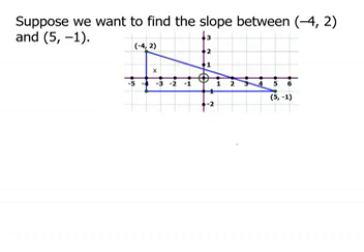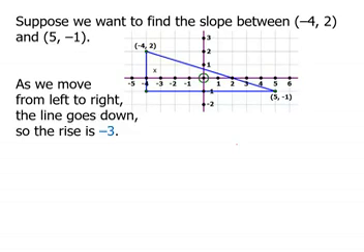Suppose we want to find the slope between (-4, 2) and (5, -1). Again, we draw the slope triangle. Again, the horizontal leg is the run, the vertical leg is the rise. Here, notice that the point on the left is higher. And so as we move from left to right, we actually have a drop. In other words, the rise is negative. We go from a height of y equals 2 down to y equals -1. And 2 minus -1 is 3. That's actually a drop of 3. And so that is the rise.